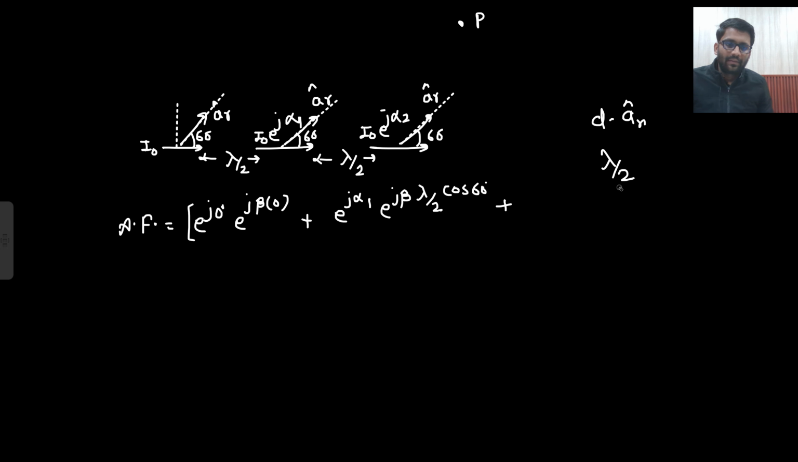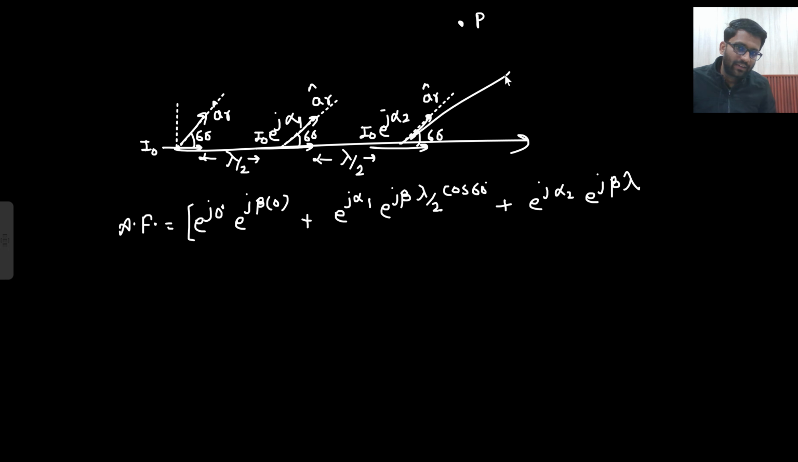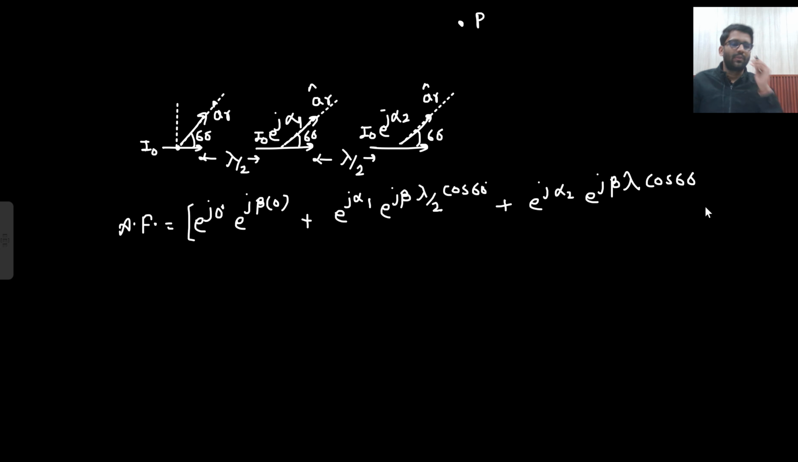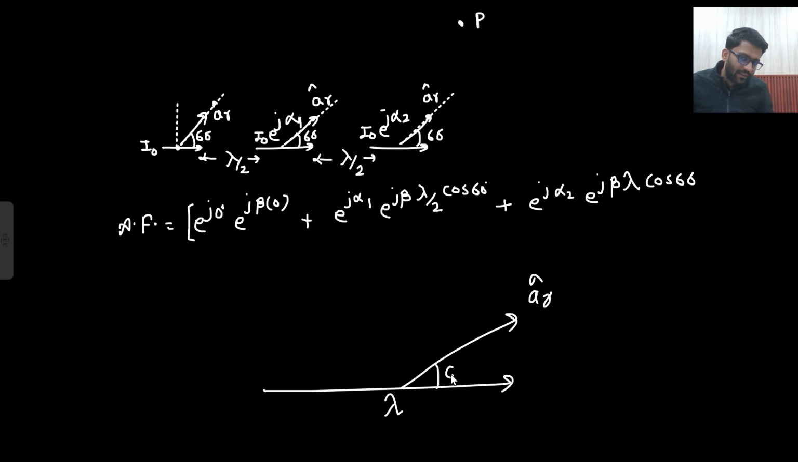plus e to the power j alpha 2 e to the power j beta. Here what is the distance from origin? Lambda is the distance, lambda. And what is the angle? This is the vector and the other vector is this one. What is the angle between them? 60 degree only. Again cos 60. Are you able to understand this point or not? Usually we get a minus sign here, but now we are not getting the minus sign. You need to solve it using the geometry. From the origin, the distance is lambda, and this is the direction, and this is your AR cap. So what is the angle? 60 degree. So lambda cos 60.